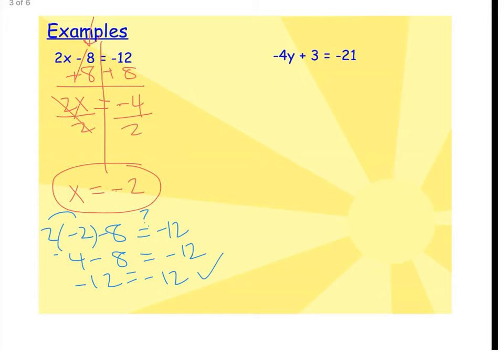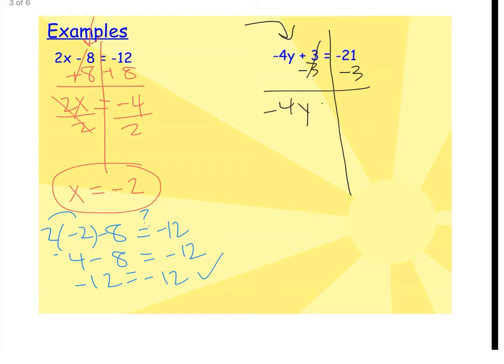Alright, let's look at our problem on the right. Negative 4y plus 3 is equal to negative 21. Again, there's only one variable, that y, so we must be solving for that. Again, we have some addition and subtraction to take care of. It's a positive 3, or it's being added, so I need to subtract it.